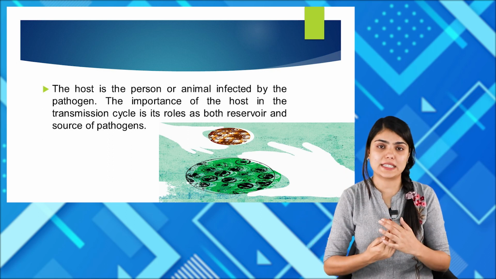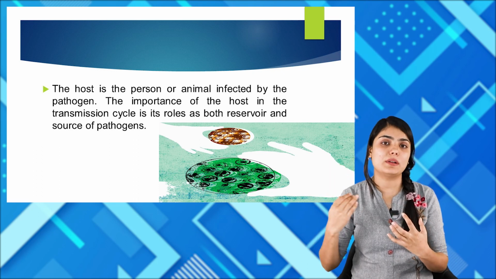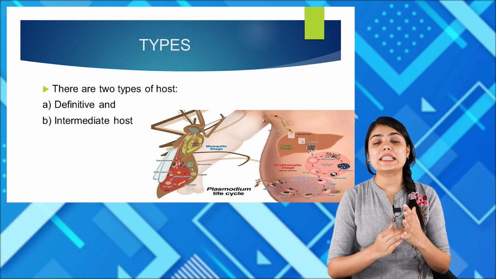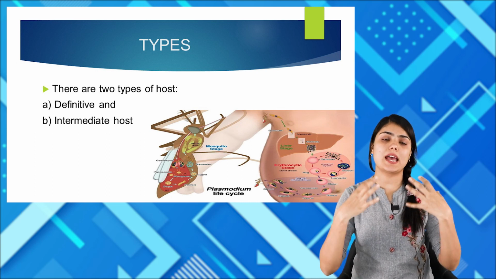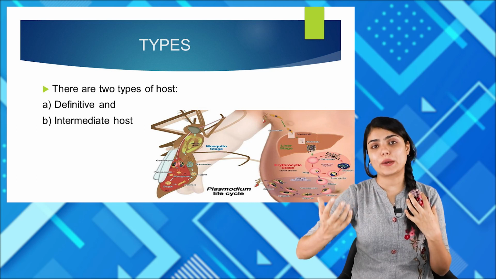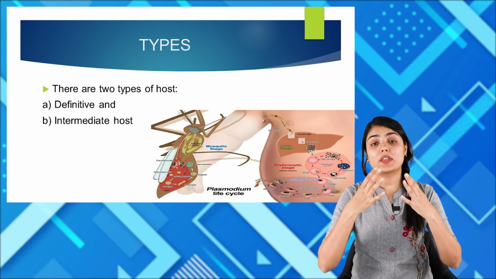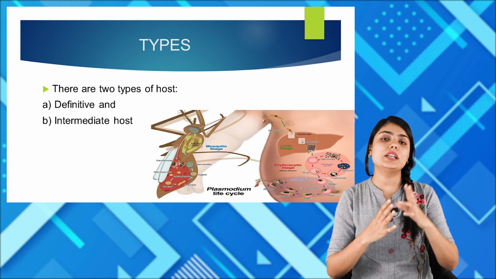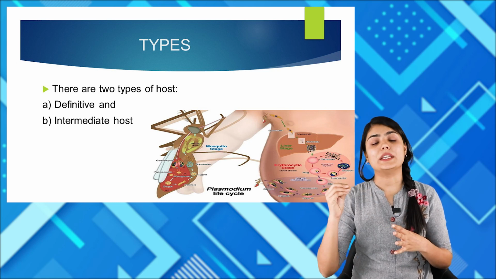Especially for communicable diseases. The host will be the source of information in case of communicable diseases. Moving on, let us see the types of host. Now, as I said, the host is a person, animal, plant that harbors another microorganism, especially parasitic, which causes the disease in the host. Now, there are different types of host. There are majorly two different types of host, which includes definitive host and intermediate host.